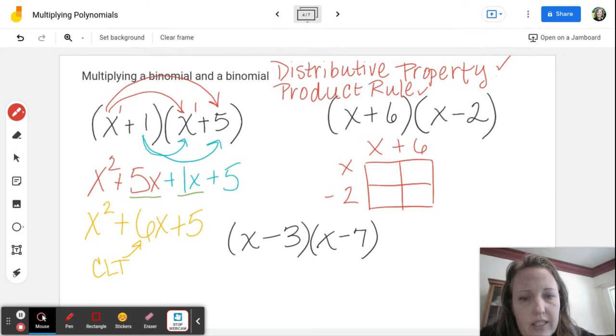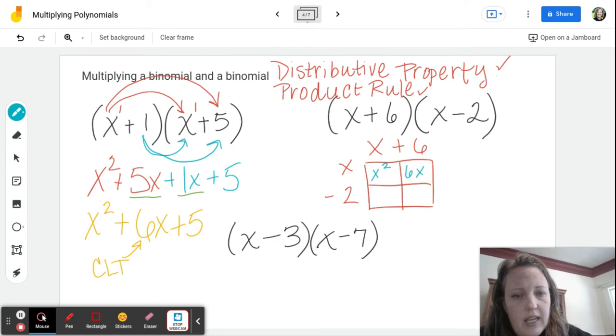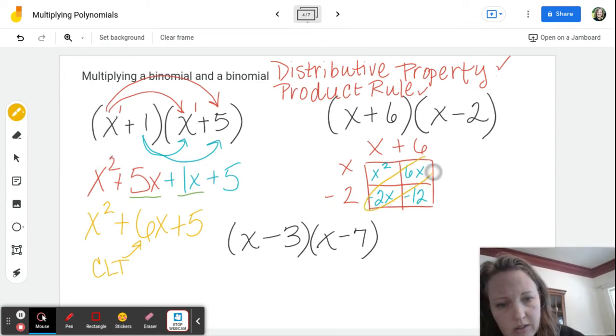So we have x times x, okay? I'm going to do this in another color. That's x squared. And x times a positive 6 is a 6x. And an x times a negative 2 is a negative 2x. And a negative 2 times a positive 6 is a negative 12. Now, the nice thing about this model is when you put these in, you're going to be able to see those like terms, just like you did before. And those like terms are located right here.